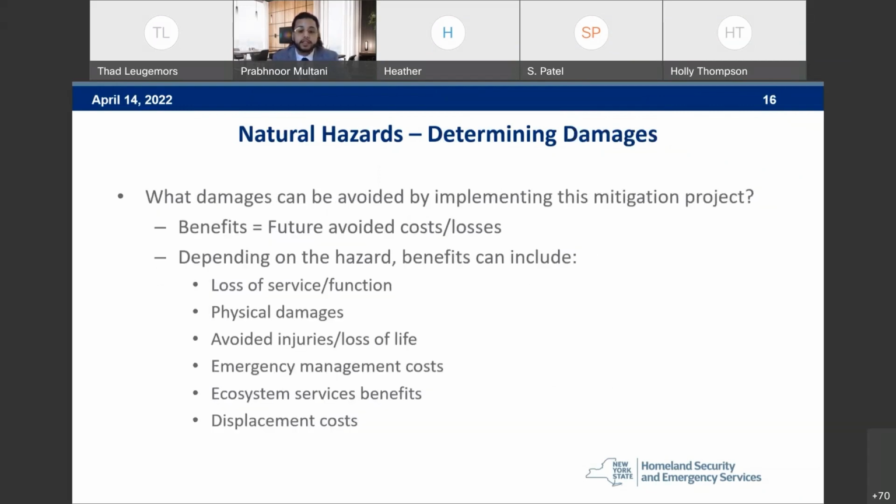What benefits can be avoided by implementing this mitigation project? Benefits can be shown as future avoided costs or losses, and depending on the hazard, benefits can include loss of service/function, physical damages, avoided injury/loss of life, emergency management costs, ecosystem services benefits, and displacement costs. Next slide, please.